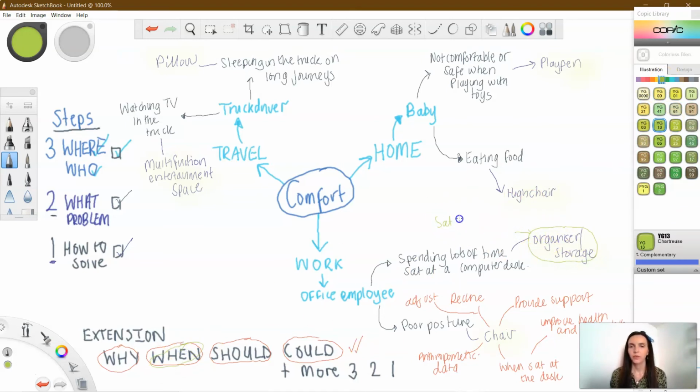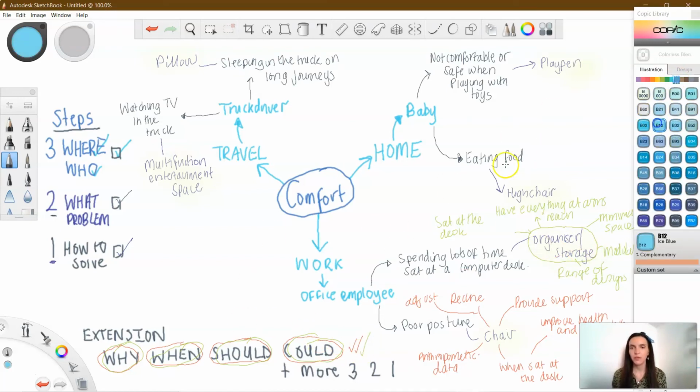Now let's look at the organiser. So when? Well, when they're sat at their desk. Why? To make sure that everything that they have is within arm's reach. It should be minimal space and not take up too much space on their desk, and it could come in a range of designs, maybe a modular storage solution.